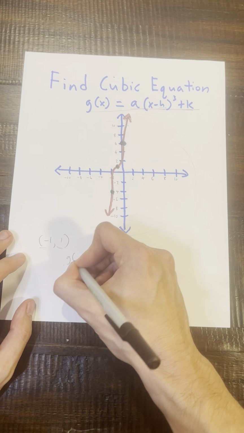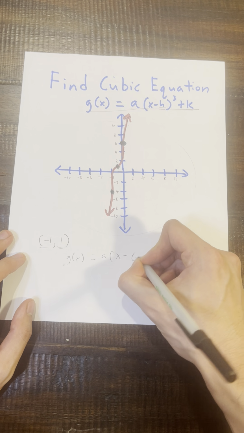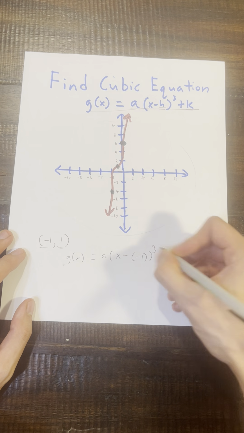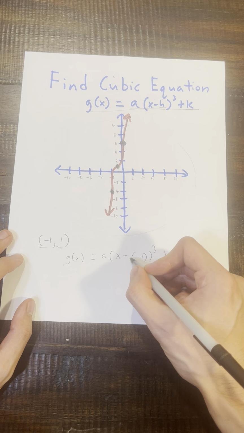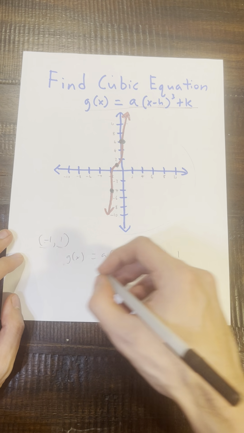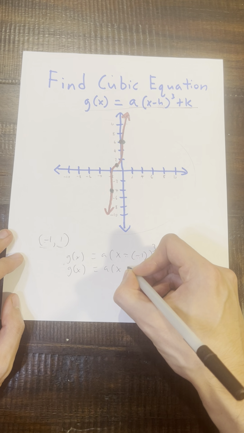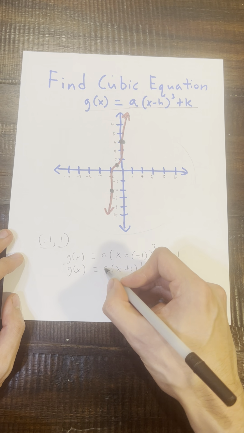So I'm going to say g of x is equal to a times x minus, so this number here, -1, cubed plus 1. And x minus -1 will double negative make a positive when we're working with negatives. So we get a times x plus 1 cubed plus 1. But we need to figure out what a is.